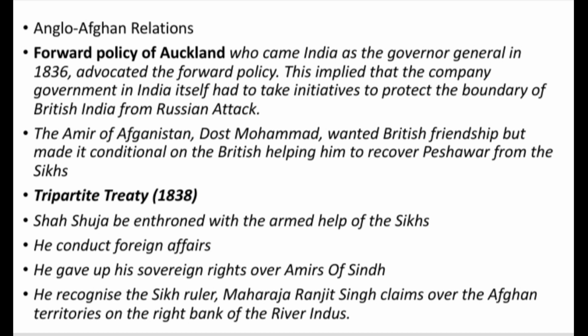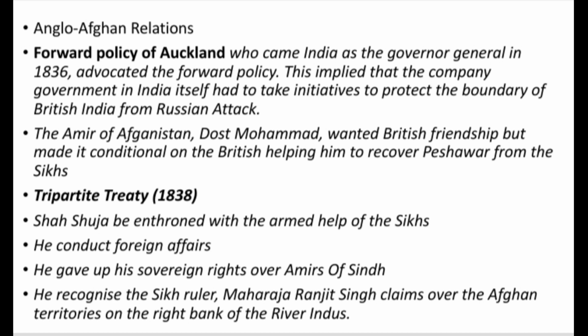Soon they were in search of a scientific frontier on the Indian side, and the passes of the northwest seemed to hold the key to entering India, and a need was felt for Afghanistan to be under the control of a ruler friendly to the British. Auckland, who came to India as Governor General in 1836, advocated a forward policy, and this implied the company government in India itself had to take initiatives to protect the boundary of British India from a probable Russian attack.